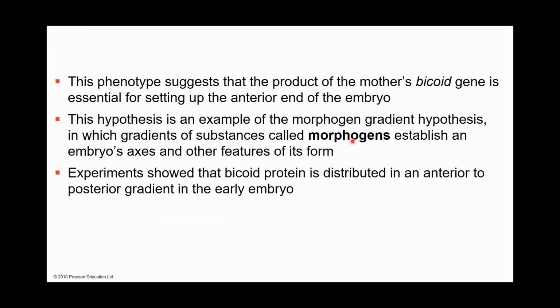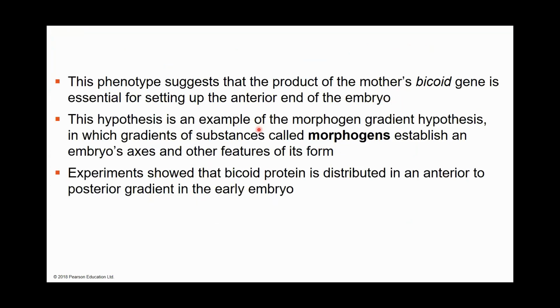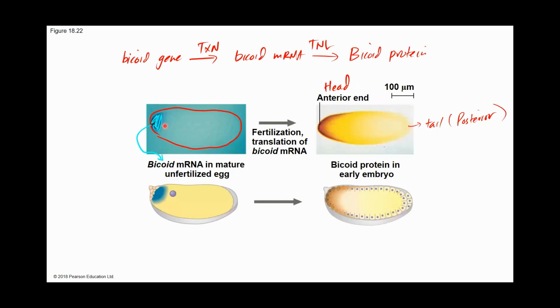Now, this bicoid is an example of a morphogen. So a morphogen is a substance that is found inside the embryo at different concentrations along the length of the embryo. So we could, for example, look at the concentration. So we have a concentration gradient of the bicoid mRNA and the bicoid protein in the embryo.